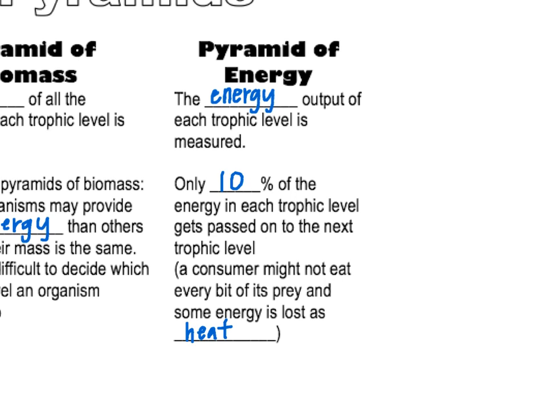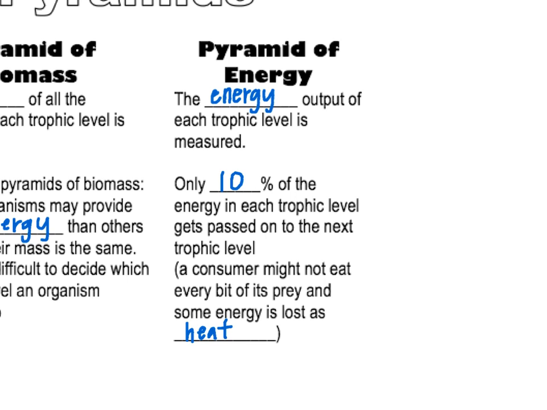For example, a consumer might not eat all of its prey. Like if a tiger kills an antelope, it's not going to eat the bones, it's not going to eat everything on the animal, and so some of that energy is going to be lost. And also, when an organism is moving, it's releasing heat. That energy that it's releasing as heat can't get passed on to the next trophic level. It's being used up, and so some of the energy gets lost that way.